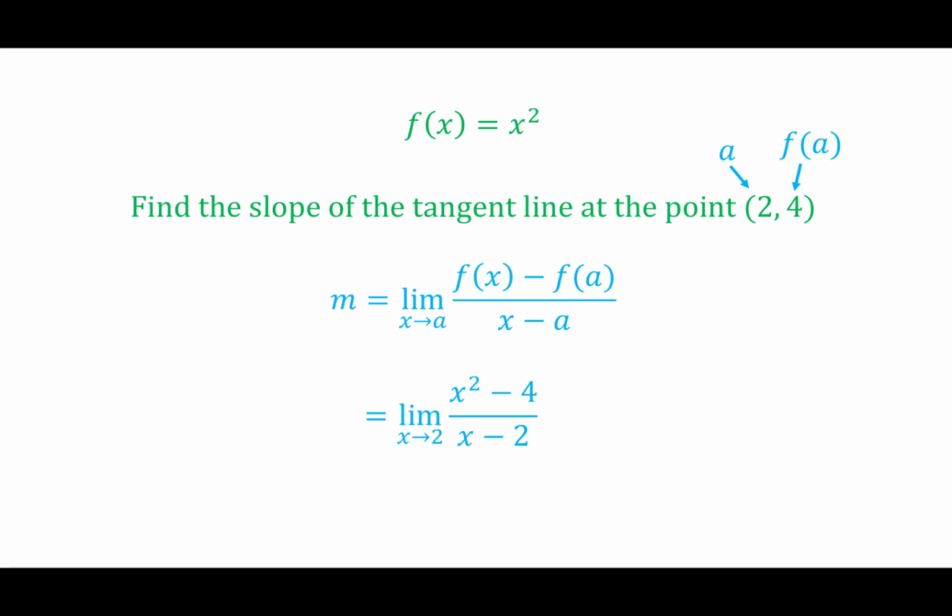This is a limit that we've looked at before, that we've solved before. So I'll let you solve that on your own. And whatever the limit ends up being, that is the slope of the tangent line at the point (2, 4).